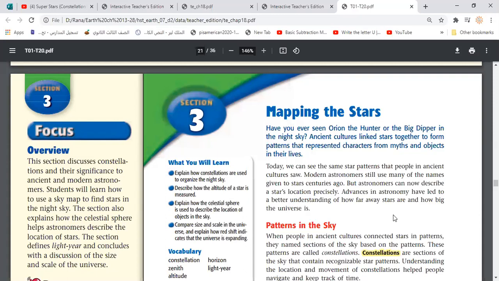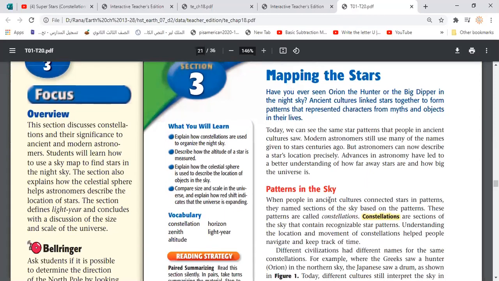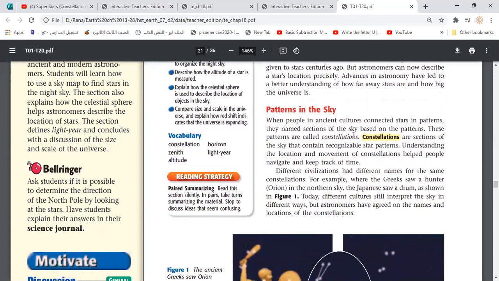You get this, guys? So the purpose or the idea of constellations is that they help in mapping the sky. We try to put a map on the sky so it could determine the direction for some people and so on. So you get the idea, guys. Is it clear? Yes.